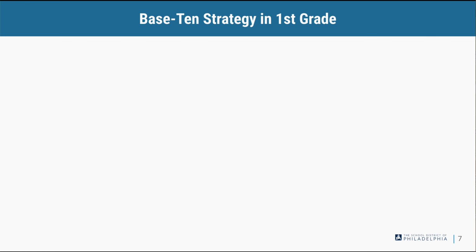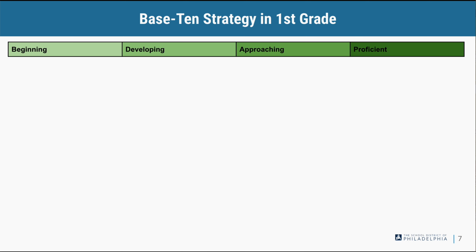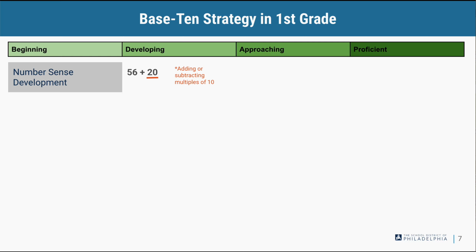So, the Base 10 strategy in first grade occurs through 4 stages: beginning, developing, approaching, and proficient. The beginning strategy focuses on number sense development, such as unitizing, that will then support students with the Base 10 strategies beginning in the developing stage. The developing stage asks students to add or subtract multiples of 10 to 2-digit numbers. So in this example, the second addend, 20, is a multiple of 10.